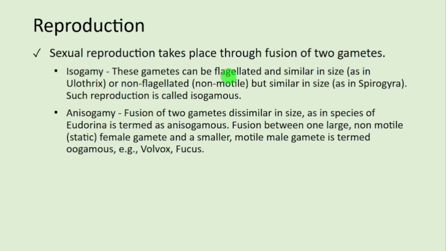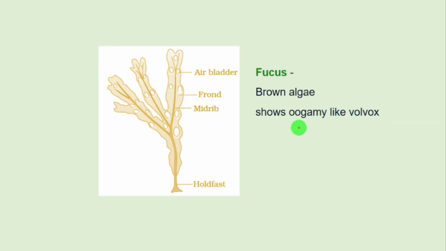Then sexual reproduction takes place through fusion of two gametes. So it can be isogamous or anisogamous. Isogamy we have seen, it is seen in filamentous form, Spirogyra and Ulothrix. Ulothrix shows flagellated gametes, and in Spirogyra we have non-flagellated gametes. Both are isogamous. Anisogamy is seen in colonial form. And then another one, Fucus, also shows anisogamy. Specifically, it is oogamy. Oogamy means the female gamete is larger in size compared to male gamete.